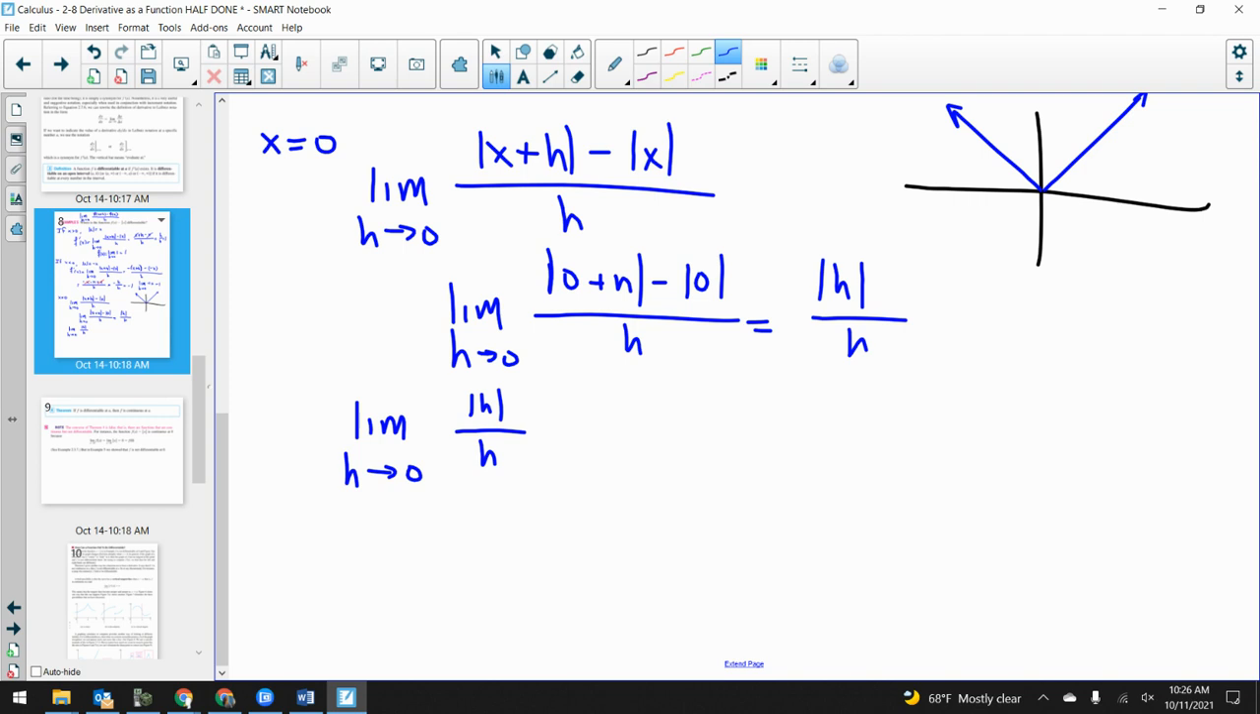So here's what I have to do to examine the limit, which is actually something that we already did in a previous lesson. We have to examine the limit from the left and then the limit from the right. The limit as h goes to 0 from the left, and then the limit as h goes to 0 from the right.